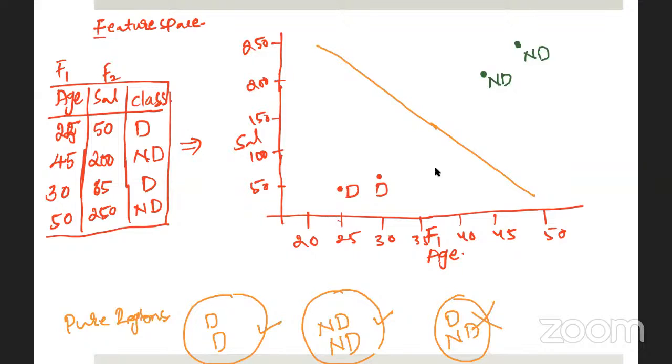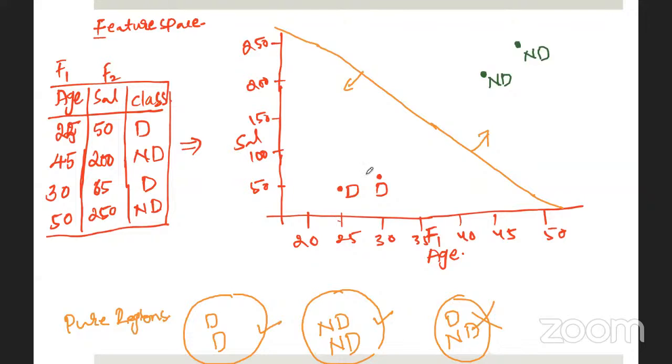Now, coming back to our classification definition, I have a feature space here. This feature space has to be divided. How should we divide this? Such that the pure regions are created and assigned to each class. This is one region. We have divided this entire feature space into two regions, right? This is one region and this is another region. Now tell me, do we have pure regions here?